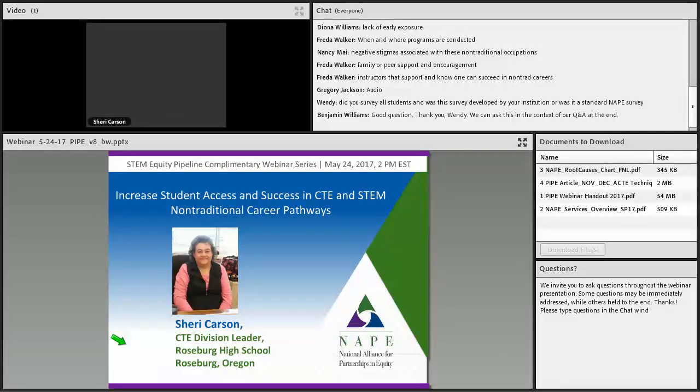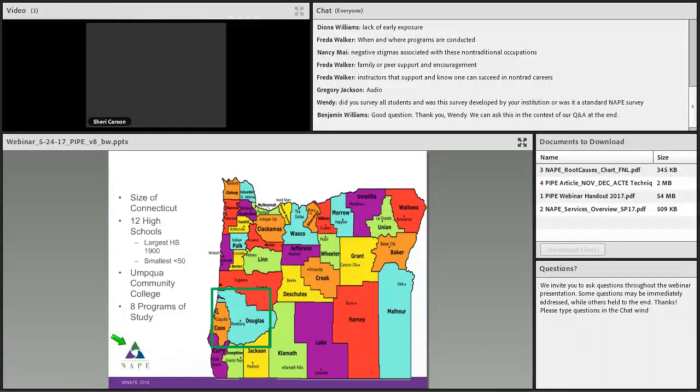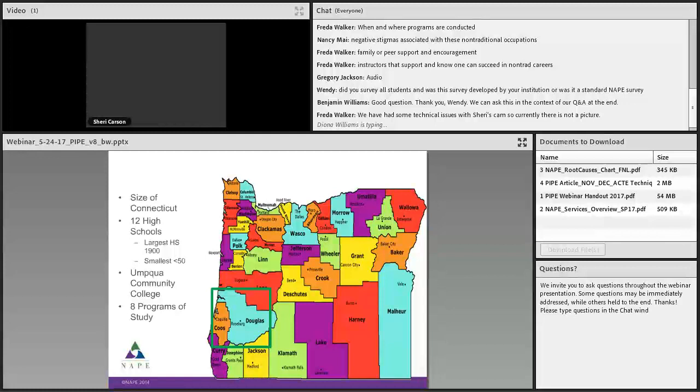My name is Cheri Carson from Roseburg High School, and this shows you a little bit about where we are here in Douglas County. There are 12 high schools in our area, 1 community college, and amongst those we have 8 programs of study. And we're kind of unique because Roseburg High School is a direct recipient of Perkins funding, and then our ESD covers the other 11 high schools and our reserve grant that we share with them. And then Umpqua Community College has their own grant that now has been merged with the ESD.